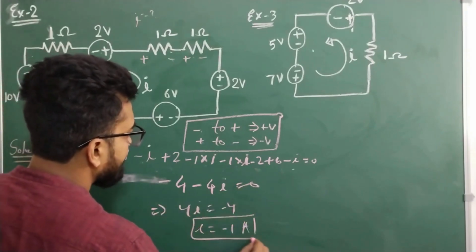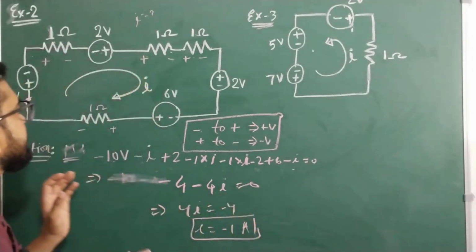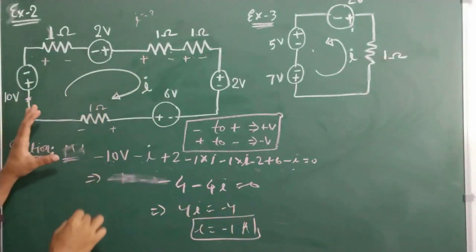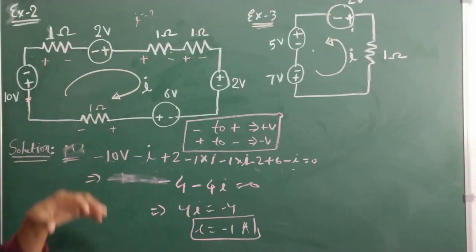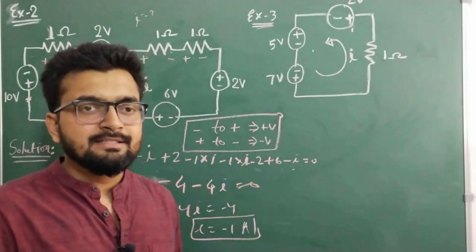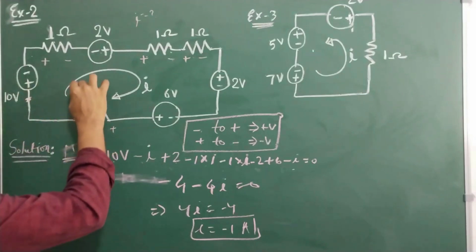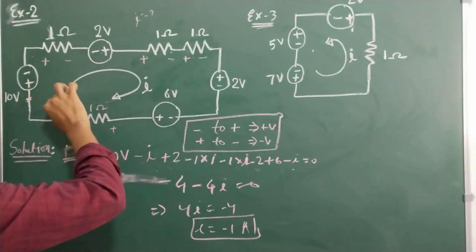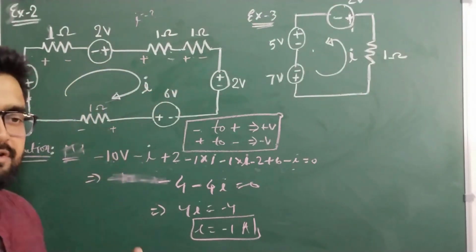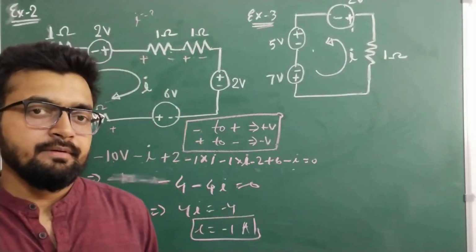So the current in the circuit is minus 1 ampere. It means minus 1 ampere of current will flow in this direction. That means the direction given in the circuit is opposite to the actual direction of flow of current, right? So if minus 1 is flowing this way, 1 ampere of current will flow in the other direction. This is the conventional technique to find the current in a given circuit.